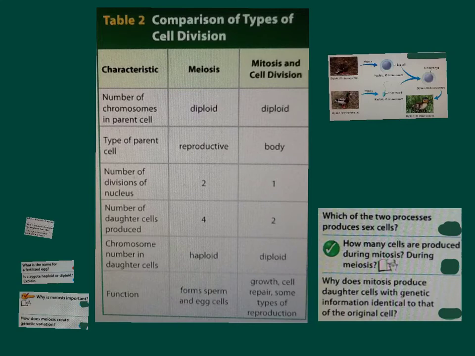During meiosis, a reproductive cell and its nucleus divide twice and produce 4 cells, 2 pairs of identical haploid cells. Each cell has half the number of chromosomes as the original cell. Meiosis happens in the reproductive organs of multicellular organisms. Meiosis forms sex cells used for sexual reproduction. Reading check. How many cells are produced during mitosis? During meiosis?